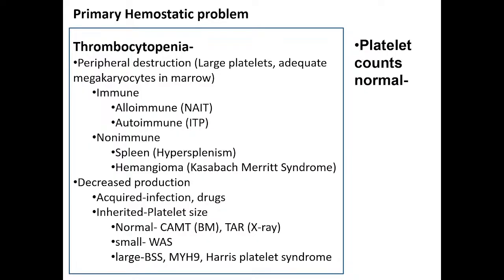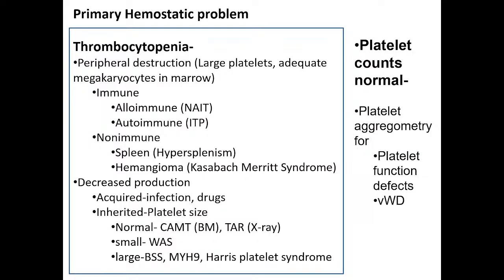Small platelets in case of Wiskott-Aldrich syndrome, it is an X-linked recessive disorder found mainly in males with atopic dermatitis, thrombocytopenia and immunodeficiency. Then large platelets in case of Bernard-Soulier syndrome, MYH9 abnormality and Harris platelet syndrome. Harris platelet syndrome is actually a normal thing in northeast people. Many of the blood donors have been found to have large platelets and thrombocytopenia without any symptom. So, it is normally found in many of the northeast people, especially Assam, West Bengal.